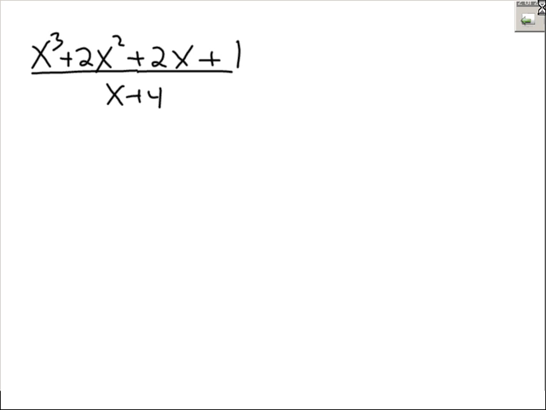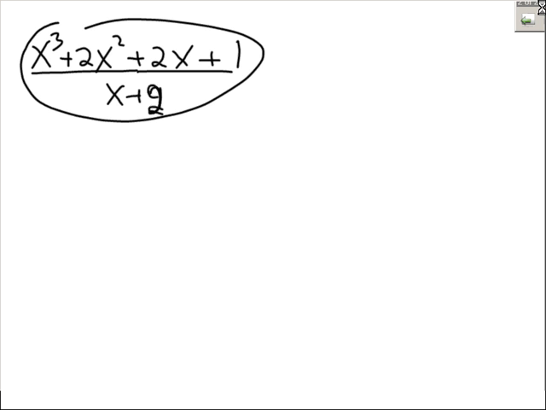Now, let's consider that problem again. We won't finish the division, but this has nothing to do with synthetic division either. If the numerator is x cubed plus 2x squared plus 2x plus 1, and we're dividing this by x plus 2, excuse me, x plus 2. Now, that's the problem we did do.